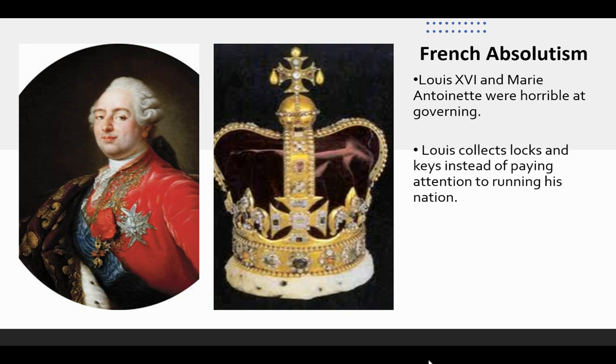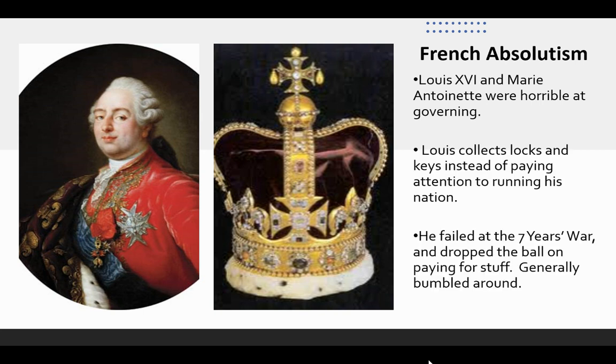This is going on while the French really are in big trouble. Their economy has just crashed because they lost the 7 Years' War. They essentially are behind on their bills. And essentially, the whole government is just not doing their job at all.